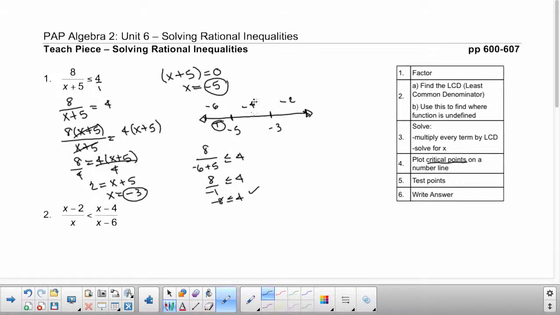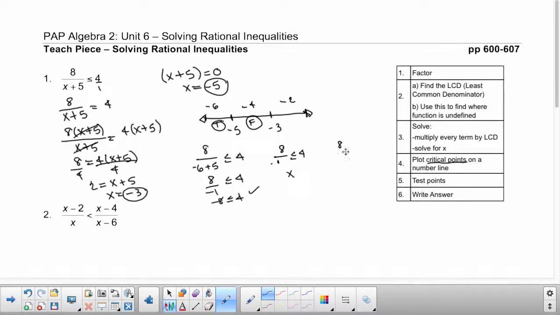Now I'm going to go over to my next test point and see what's going on in that region. 8 over -4 plus 5, well, that's just 1, and that'll be less than or equal to 4. Is 8 less than or equal to 4? Nope, doesn't work. So at this region, our inequality is false, does not work.